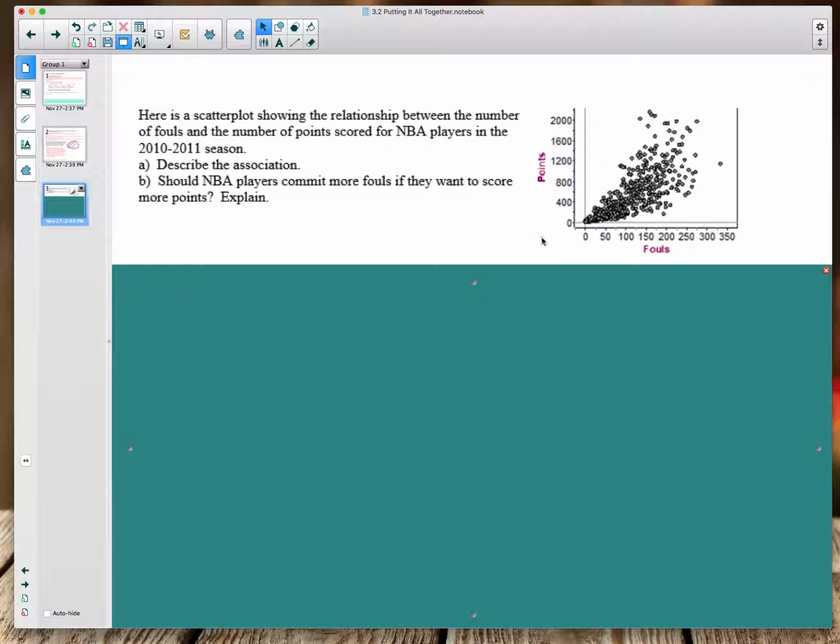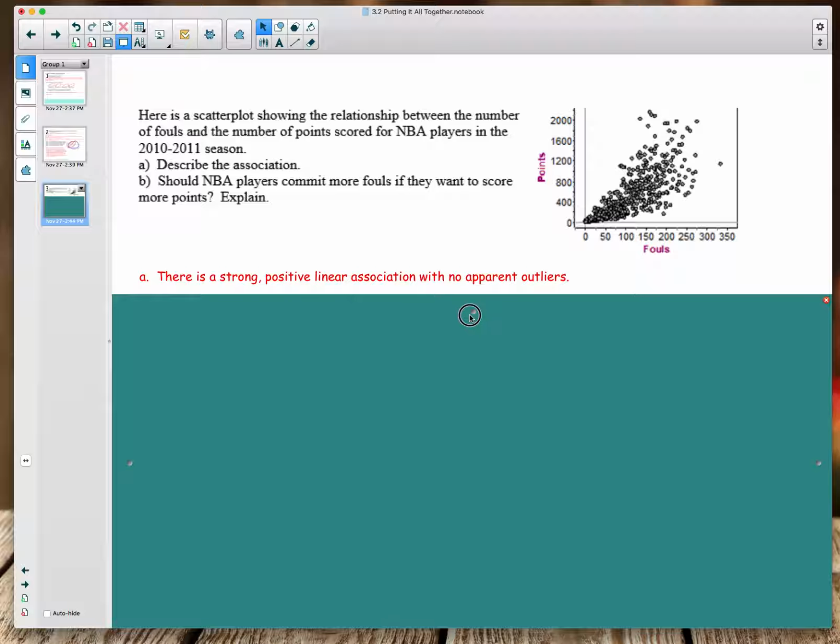And if we slide it down, for part A, there's a strong positive linear association with no apparent outliers. So plain and simple for part A. For part B, should NBA players commit more fouls if they want to score more points? And explain. Well, even though it shows that there's a strong relationship, remember what we talked about. Correlation does not mean causation. Because you commit more fouls, that does not mean you're going to score more points. So that is not the cause for that.